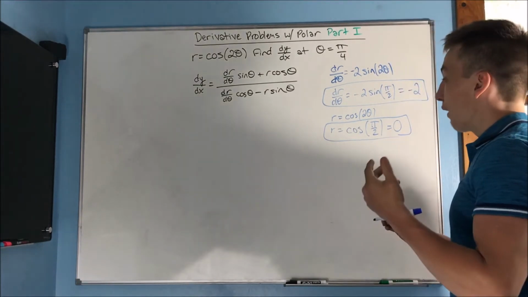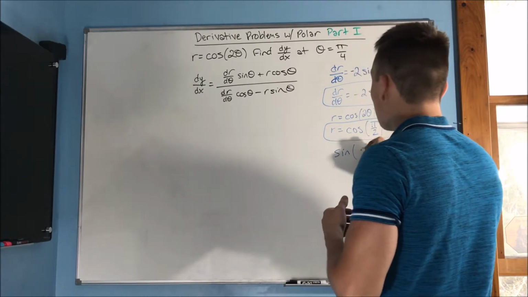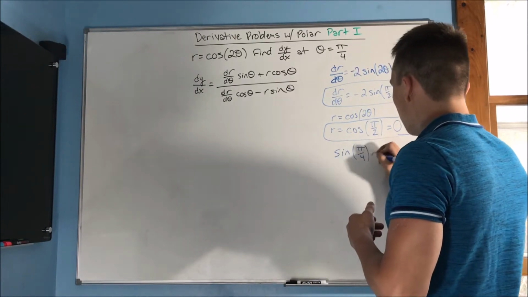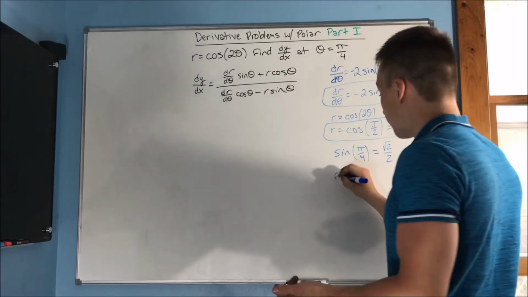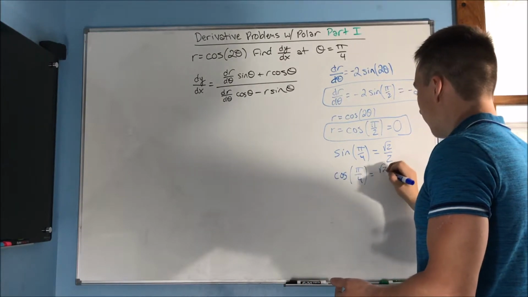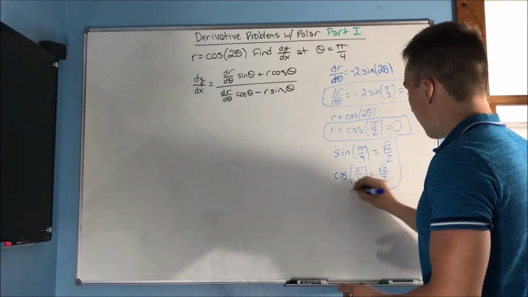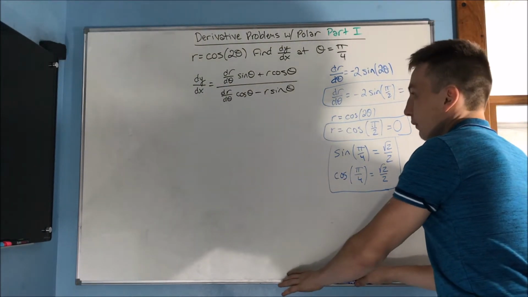What about everything else here? Well, we have a sine and a cosine. So sine of pi over 4 is just rad 2 over 2. And so is cosine of pi over 4. So now we have everything that we need to substitute in, and we can begin that step.